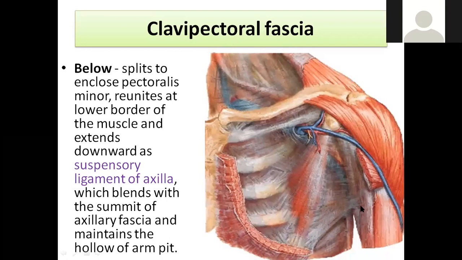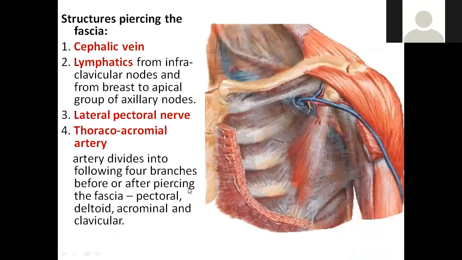Can you see it is extending into the axilla like this? So that extension downwards into the axilla is actually called the suspensory ligament of axilla. Suspensory ligament of axilla. Okay. Structures piercing the clavipectoral fascia. Write the names: cephalic vein, lateral pectoral nerve, thoracoacromial artery, and everywhere we have lymphatics.